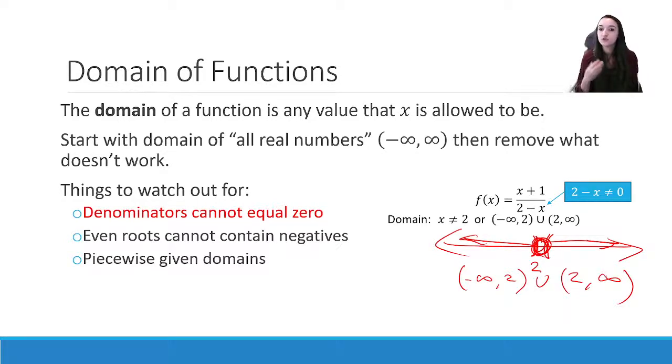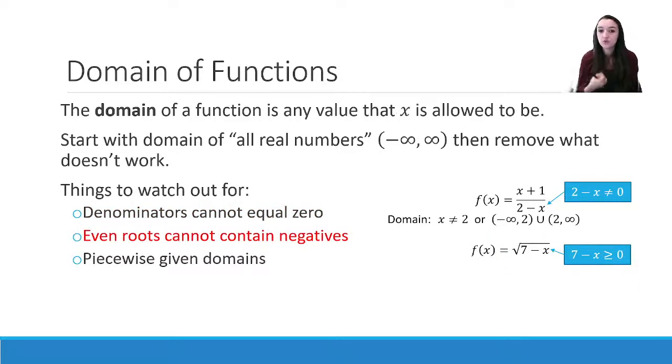So make sure if you're removing a part of your denominator, you don't just say, oh, it's 2 to infinity now, because you can still have negative numbers, that's fine. You just have to cut out that one number. There's only one number we're removing here, not an entire interval.